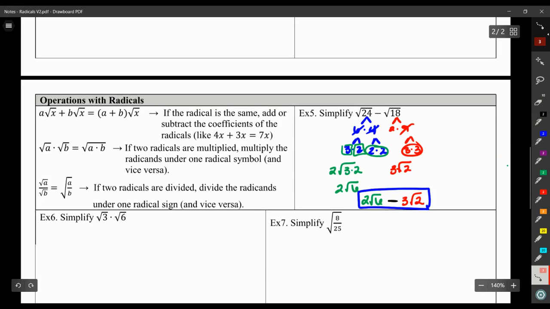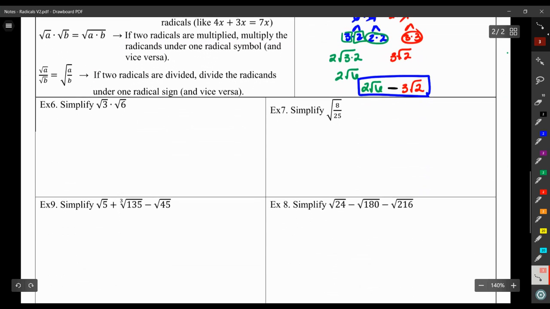Now let's talk about multiplying radicals together. So we have this rule here. If we have 2 radicals individually multiplied, you can actually multiply them underneath a single radical together. This is helpful if the individual radicals don't simplify, maybe the multiplication will.